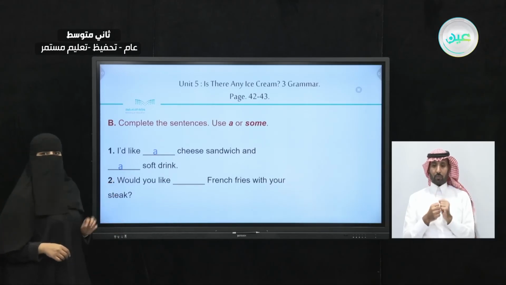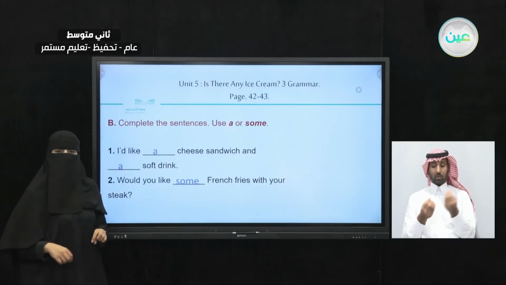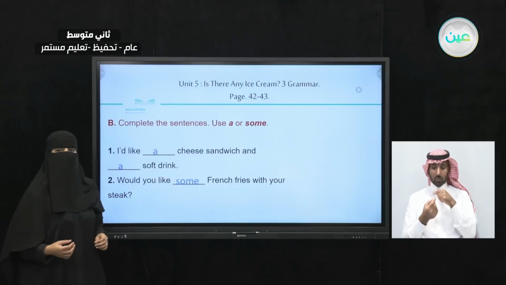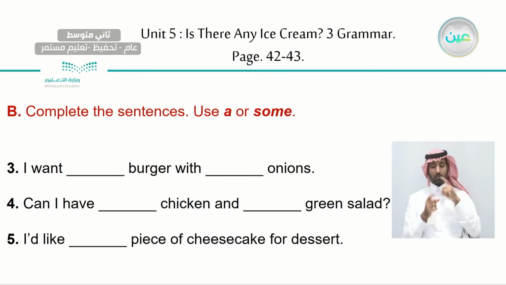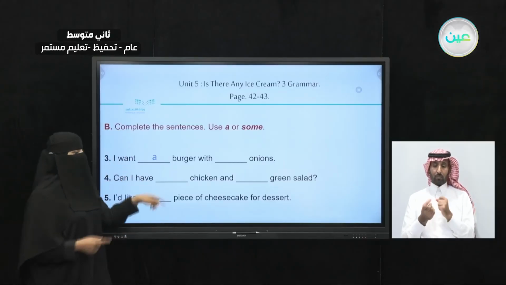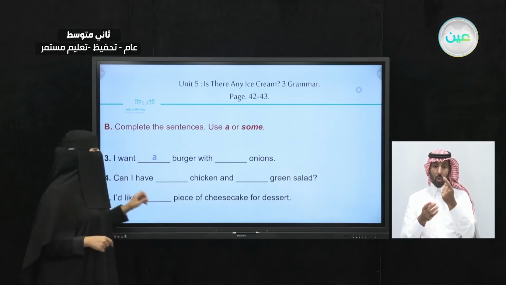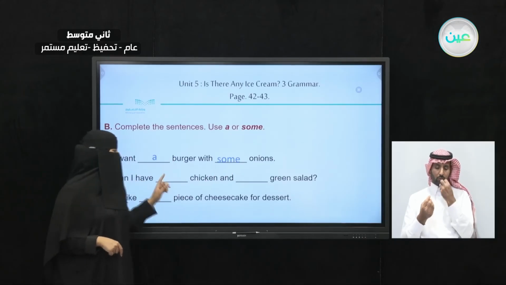Let's take a look at the second sentence. Would you like, then we have French fries. What are we going to use? Some. Would you like some French fries with your steak? So here, we did use the word some. Now, how about this one? I want something here, burger with something here, and onion. What are we going to use? A or some? I want a burger. I can count burger. With some onions.